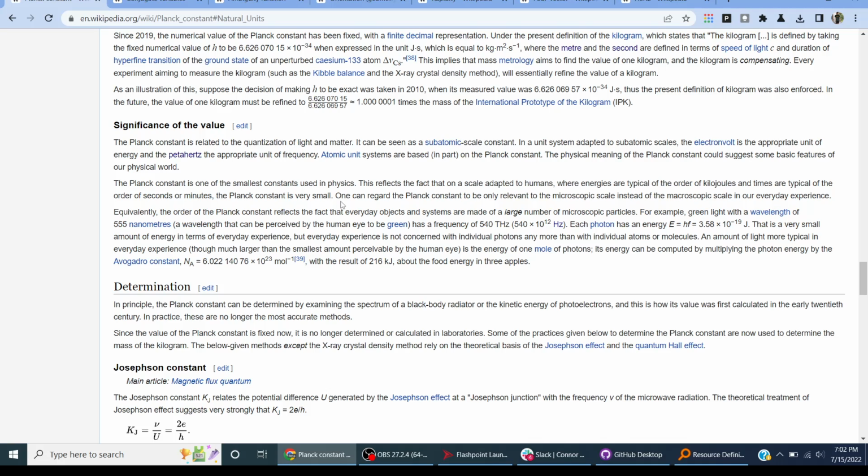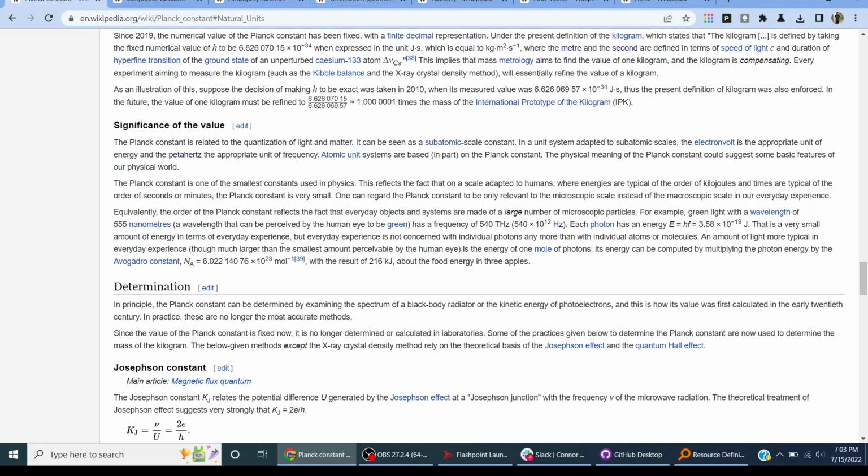For example, green light with a wavelength of 555 nanometers, a wavelength that can be perceived by the human eye to be green, has a frequency of 540 terahertz, 540 times 10 to the 12th hertz. Each photon has an energy E equals h f equals 3.58 times 10 to the minus 19 joules. That is a very small amount of energy in terms of everyday experience, but everyday experience is not concerned with individual photons any more than with individual atoms or molecules.